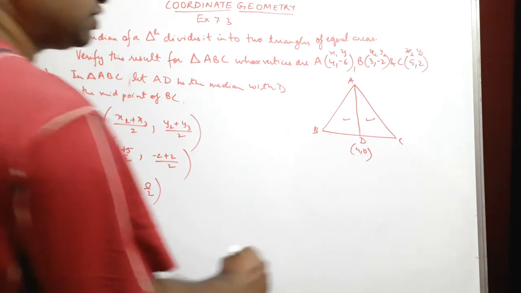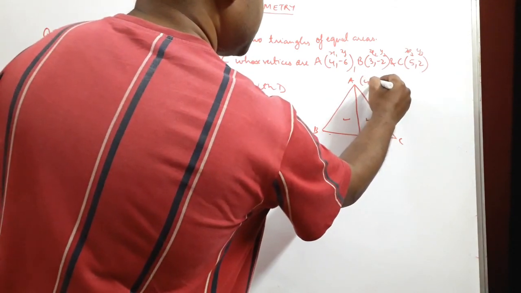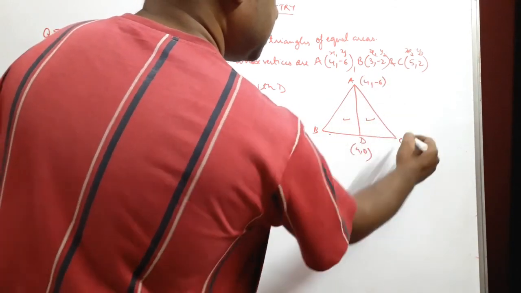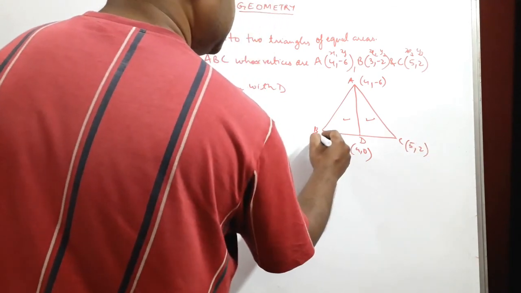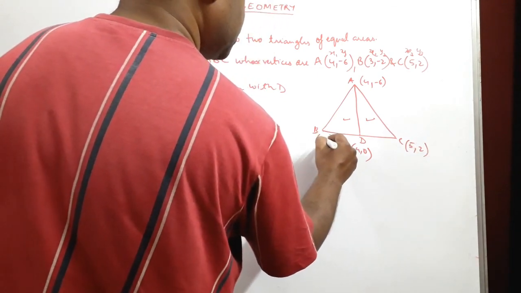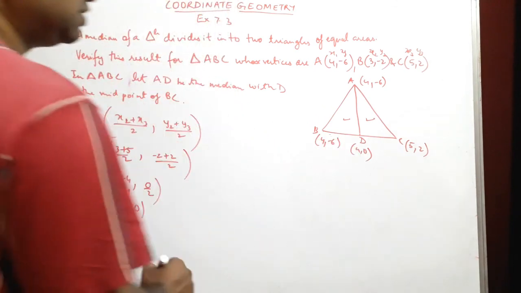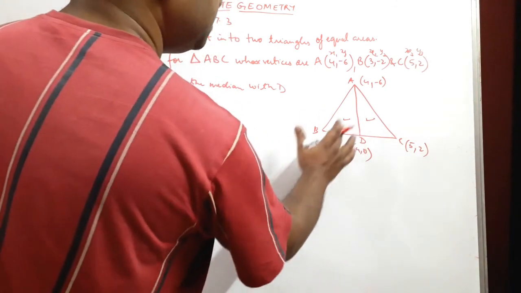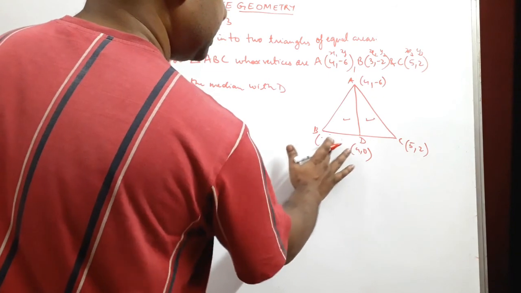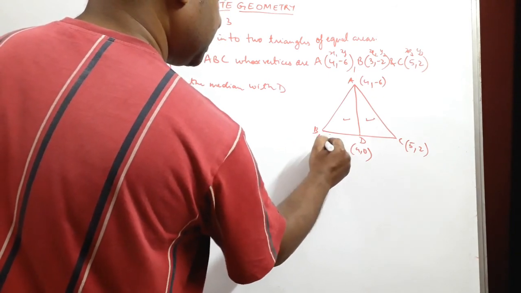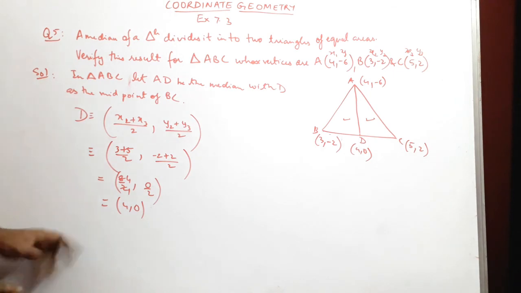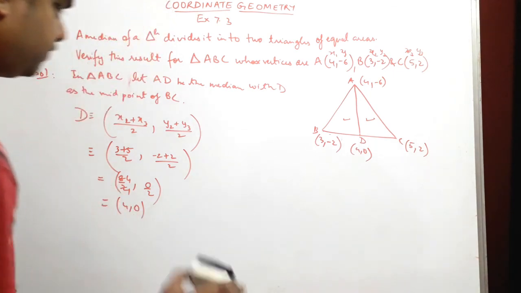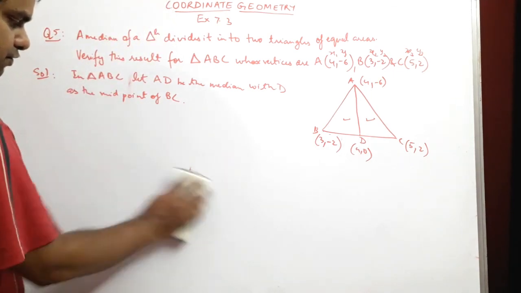I'll write down all the coordinates here. This would be 4 comma minus 6. This would be 5 comma 2, and this would be 4 comma negative 6. Sorry, that is B, 3 comma negative 2. So we found the coordinates for D. Now let's move to finding the area of the two triangles.